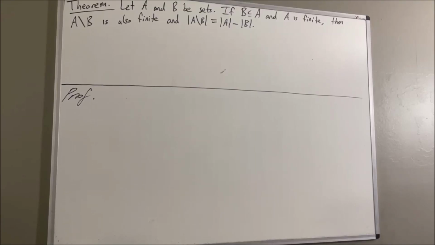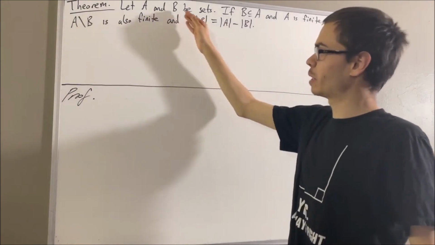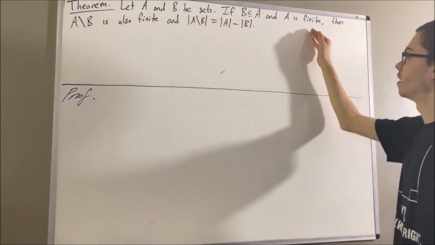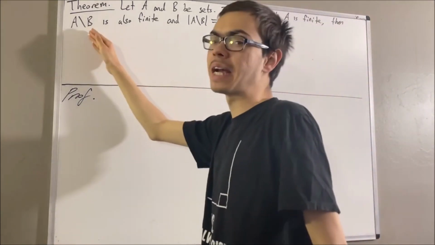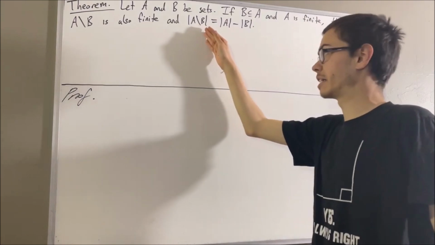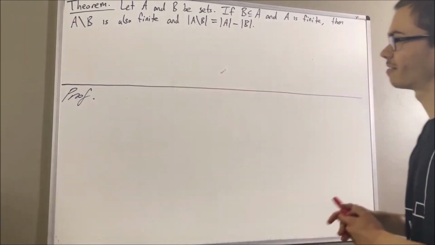Hello! In this video, we are going to prove the following theorem. Let A and B be sets. If B is a subset of A and A is finite, then A set minus B is also finite, and the number of elements in A set minus B is equal to the number of elements in A minus the number of elements in B.